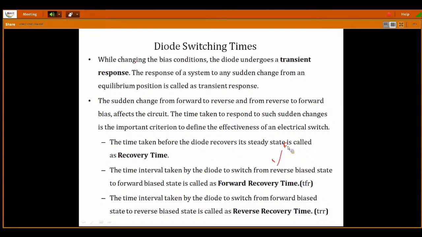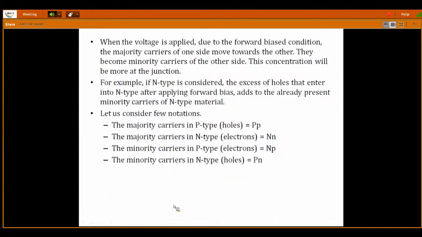What is the reverse recovery time? The time interval taken by the diode to switch from forward bias to reverse bias. Or otherwise, what is forward recovery? When a diode is moving from the off state to the on state. Off is reverse bias, and going to forward bias is forward recovery. When the switch goes from the on state to the off state, you call that the reverse recovery time. These are simple definitions in our diode switching times.